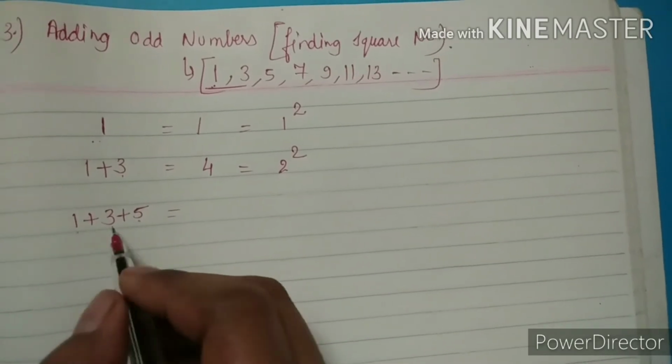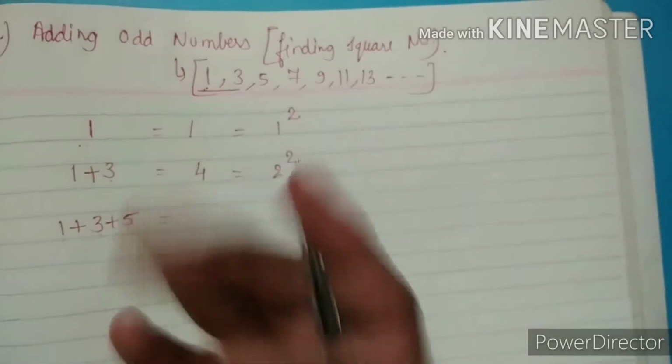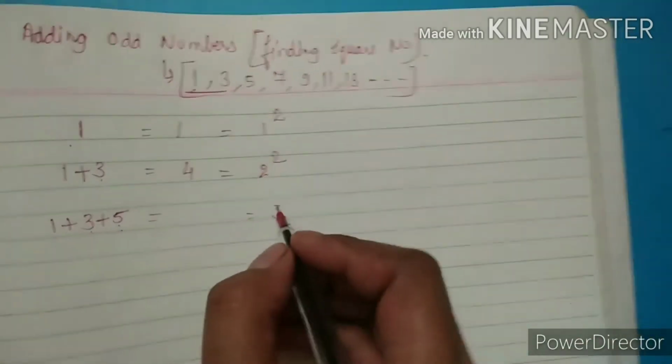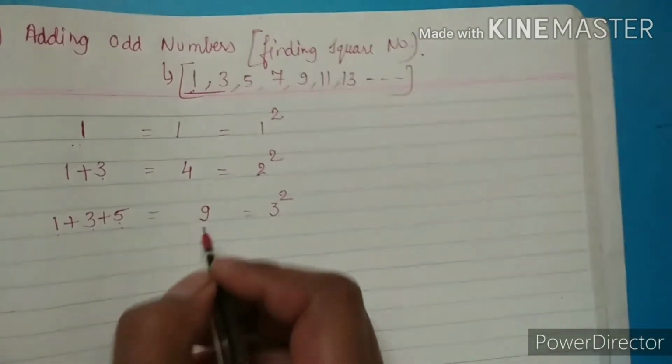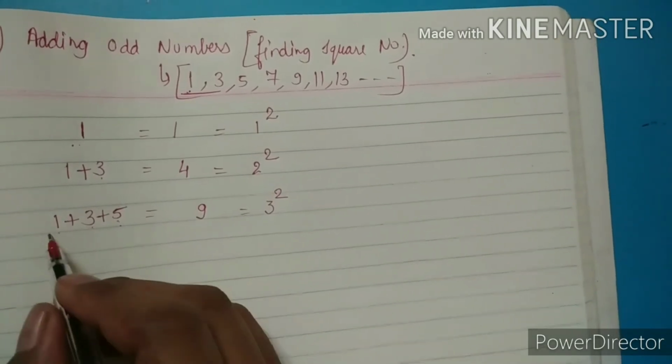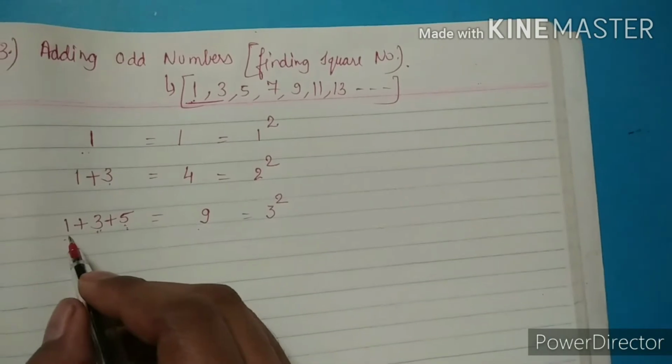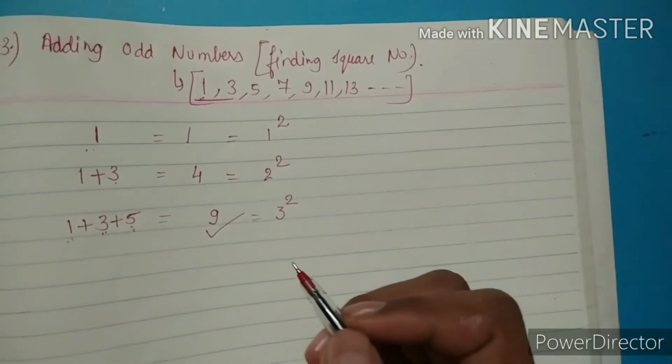Let's see, 1, 2, 3. How many numbers are there? There are 3 numbers, and 3 square is 9. Let's see, is the sum of these 3 numbers 9 or not? 5 plus 3 is 8, 8 plus 1 is 9. It means we did it correctly.